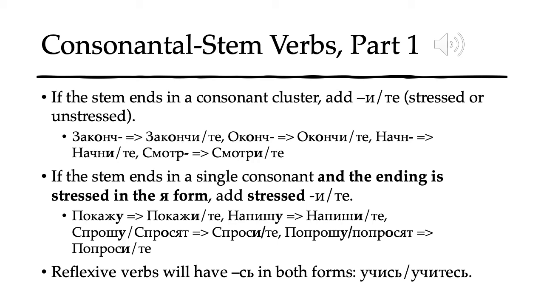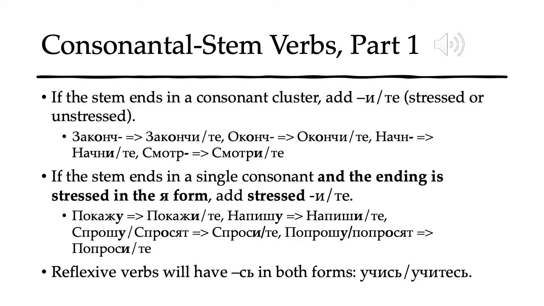So let's look at some examples. Закончить, to finish, becomes закончи, закончите, finish. Окончить, to graduate, becomes окончи, окончите, graduate. Начать, which becomes начнут in the они form, becomes начни, начните, start. Смотреть, which becomes смотрят in the они form, becomes смотри, смотрите. So note what scary little thing happened there. It's они смотрят, but смотри, смотрите.